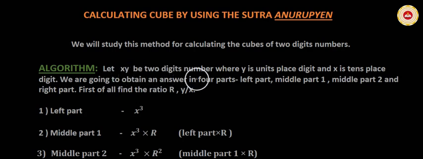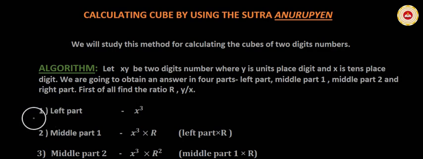Let xy be a 2 digit number where y is the units place digit and x is the tens place digit. We are going to obtain an answer in 4 parts: left part, middle part 1, middle part 2 and right part. First of all, find the ratio, capital R. We will denote it by capital R: y upon x, where y is the units place digit and x is the tens place digit.